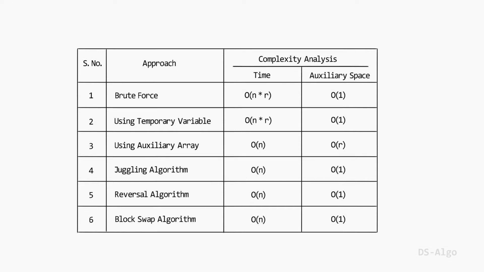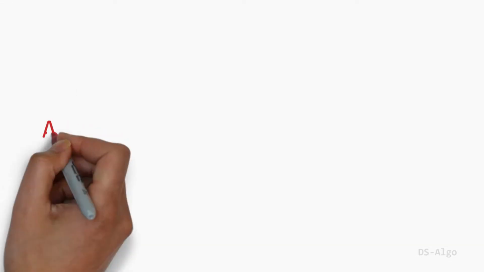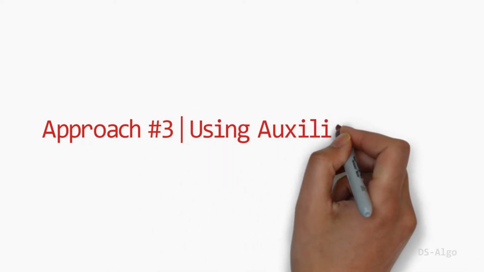In this video, we are going to discuss the third approach, that is array rotation using an auxiliary array. We will see two different methods using this approach for array rotation.